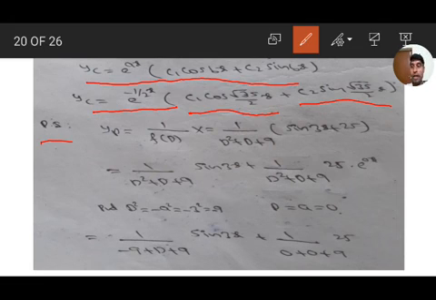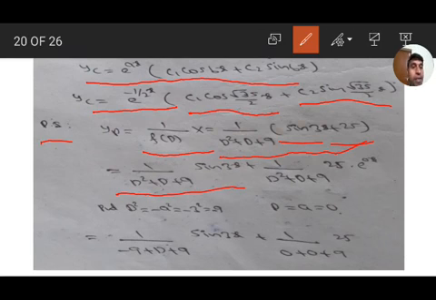Next, the particular integral yp equal to 1 by f of d capital X, that is 1 by d square plus d plus 9 of sin 3x plus 25. Here we have two functions, so separate: 1 by d square plus d plus 9 sin 3x, and 1 by d square plus d plus 9 of 25. For 25, we write 25 into 1, that is e to the power of 0x.